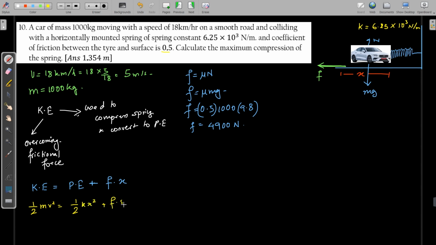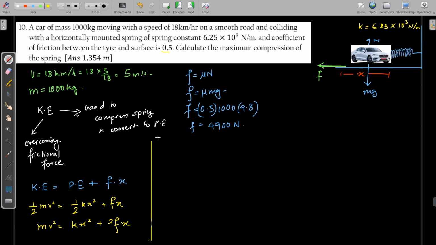equals potential energy, half kx square, plus F dot s. If we take half common from both sides, or multiply 2 on both sides, we get mv square equals kx square plus 2F dot s. Now we have to find out the value of, sorry, this should be x. We have to find out the value of x, right? How can we find it out?